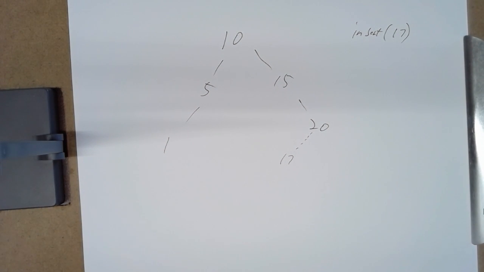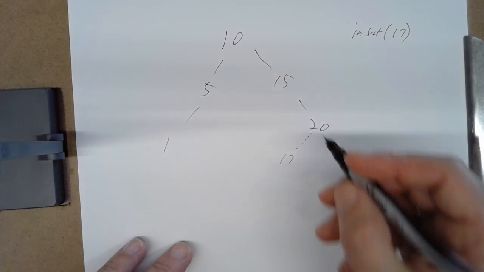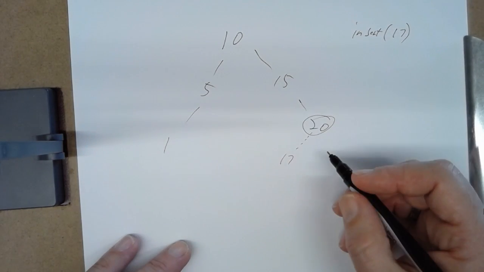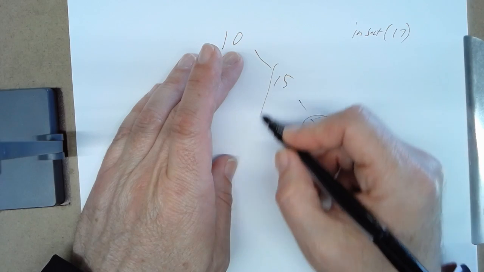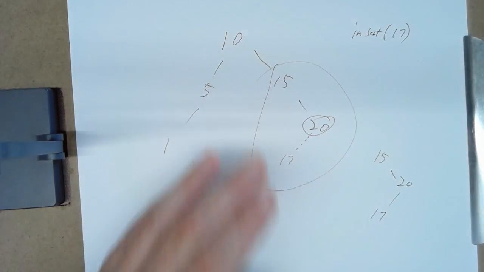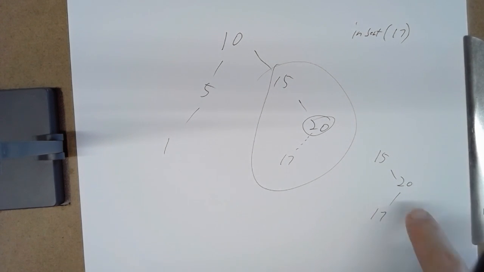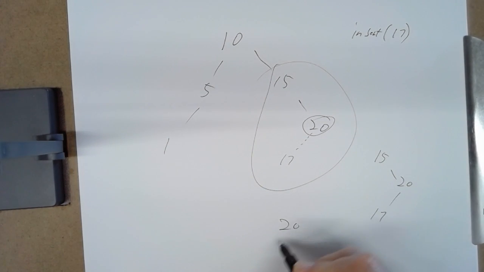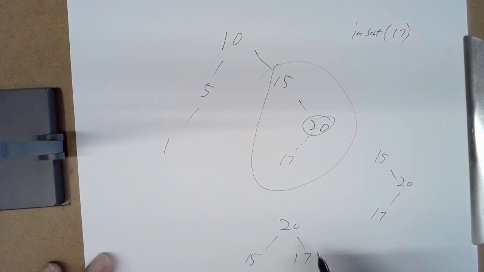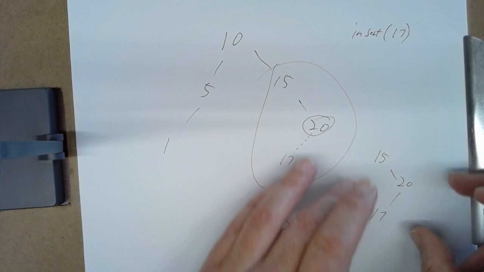Okay, here's what we're going to do. We're going to do what's called a rotation. And this is called a left rotation. And we're going to rotate about this point. The idea is, if we just look at this piece of our tree, we have 15, 20, 17. And that's unbalanced. But this tree is equivalent to this tree. It's got the same sort order, 15, 17, 20.